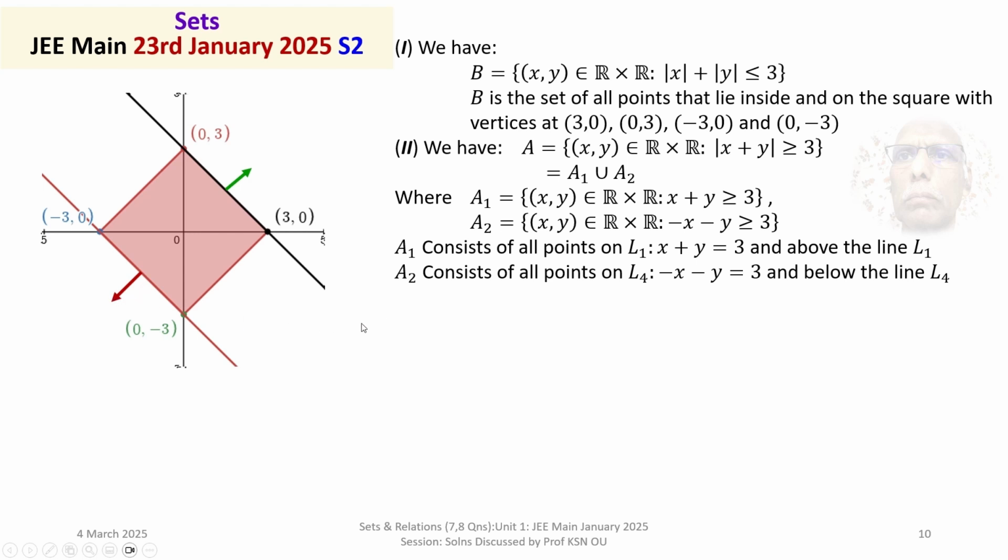Now first of all, you take A1 and intersect with B. So B is this one. A1, all points are on this line and above. If you take the intersection of A1 with B, it is this line segment joining 0, 3 to 3, 0. And you take A2, A2 is this region, intersect with B, then you get the line segment joining minus 3, 0 to 0, minus 3.